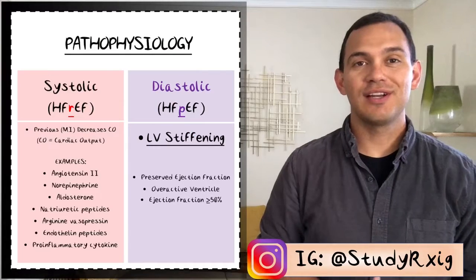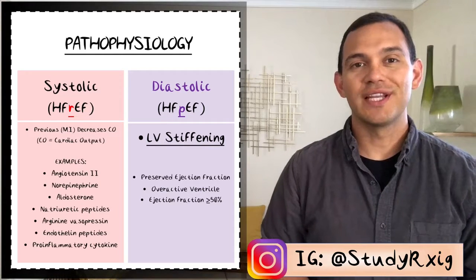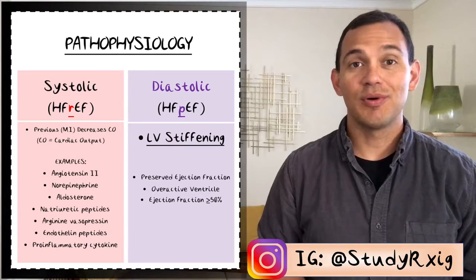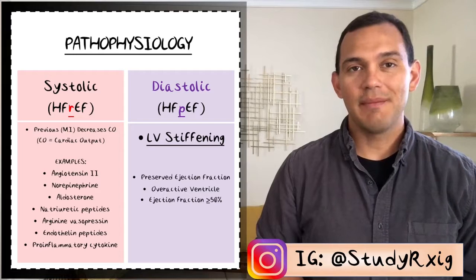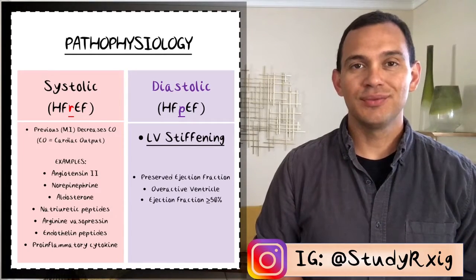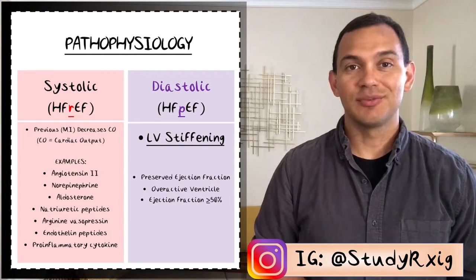For the pathophysiology, we are going to be observing the disease state and describing the biological organism. For systolic heart failure, HFrEF, we're going to focus on the RAS system neurohormonal model. When a patient has an event such as an acute myocardial infarction, an MI, this will decrease cardiac output. Here are some examples: angiotensin II, norepinephrine, aldosterone, natriuretic peptides, arginine vasopressin, endothelin peptides, and pro-inflammatory cytokines.